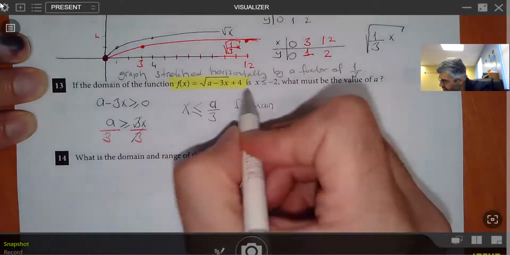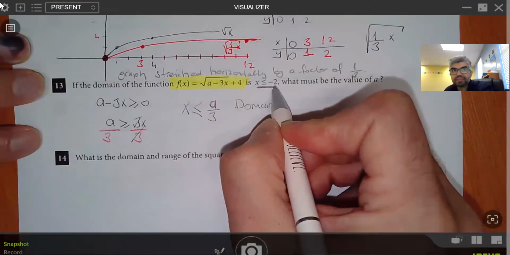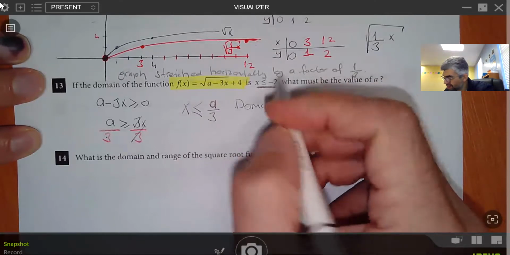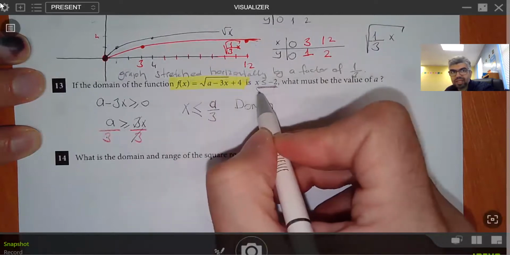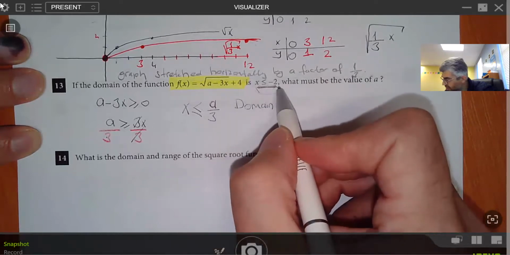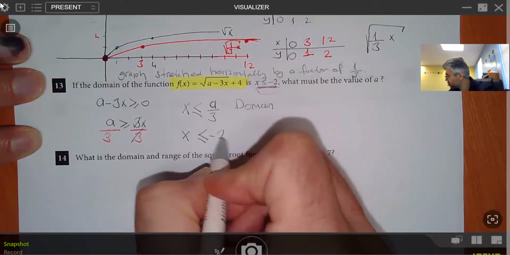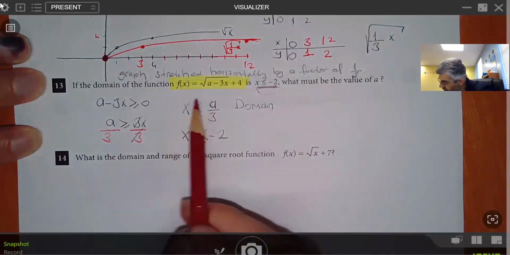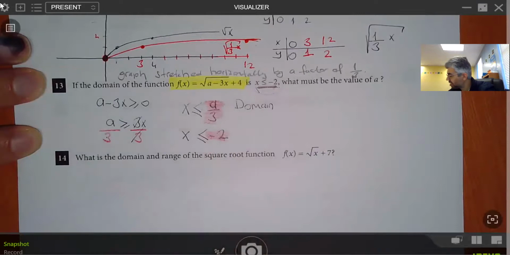By the way, the domain is given here, x less than or equal to -2. What does it mean? What can you say here? What is the relation between this and this? So x less than or equal to a over 3, and x less than or equal to -2. It means this a over 3 and the -2 are equal to each other. Is it clear?